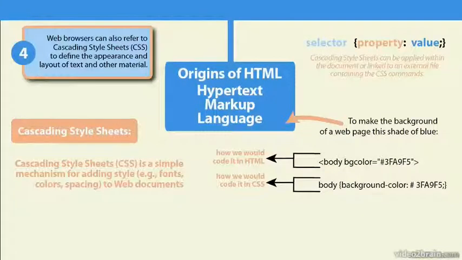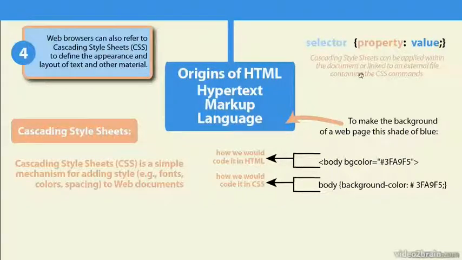Web browsers can also refer to cascading style sheets, or CSS, to define the appearance and layout of text and other materials. Cascading style sheets is a simple mechanism for adding style, such as fonts, color, and spacing to web documents. It's very similar to a program like InDesign or even Word that uses styles to lay out the content. So you might have headline, body copy, photo caption. If you were working with a print document, it's the same basic concept here.